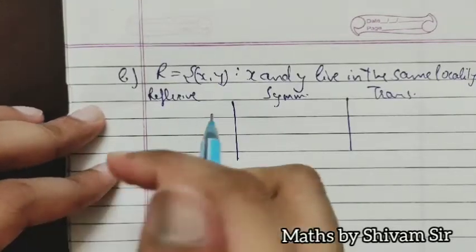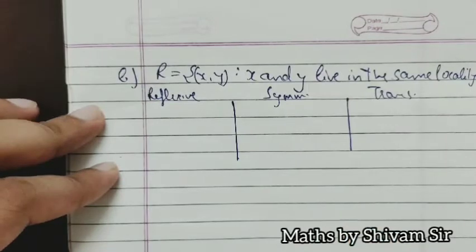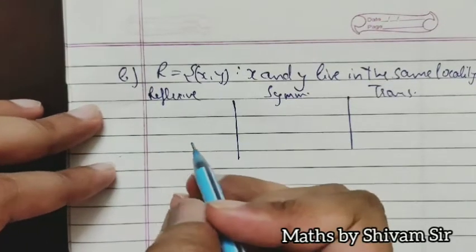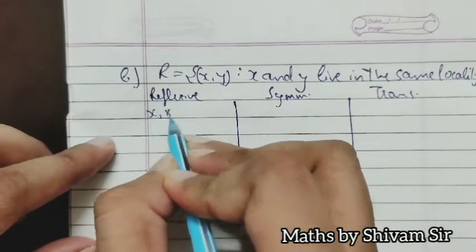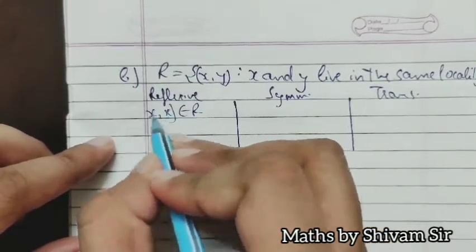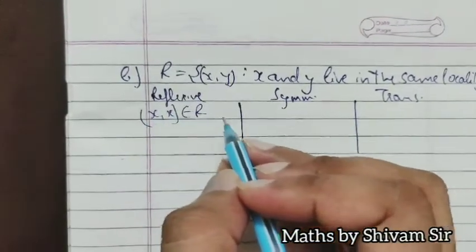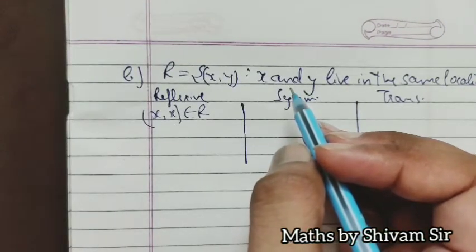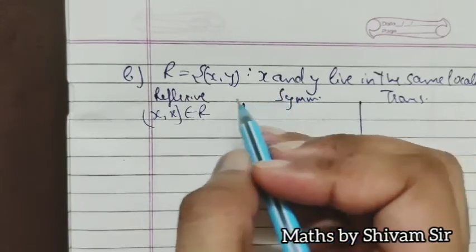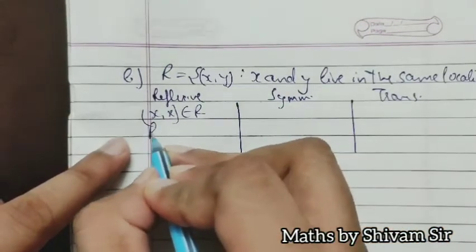Next part is (x, y), where x and y live in the same locality. If we consider the reflexive case, (x, x) will belong to R, right? (x, x) will definitely belong to R. Ram and Ram will definitely live in that same locality if we consider the same person. So this implies R is reflexive.